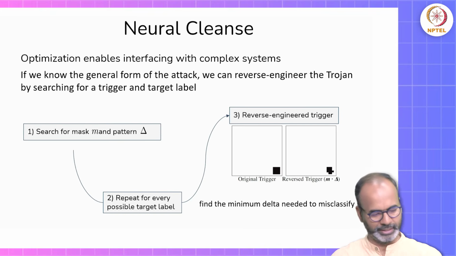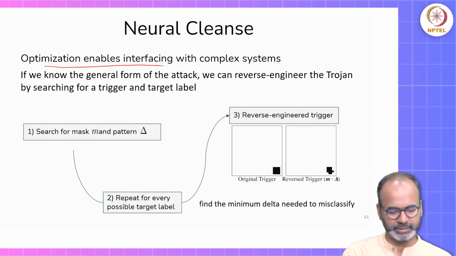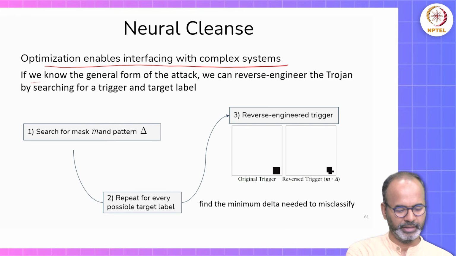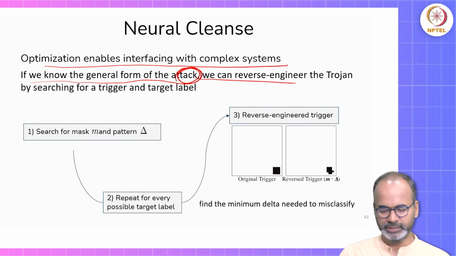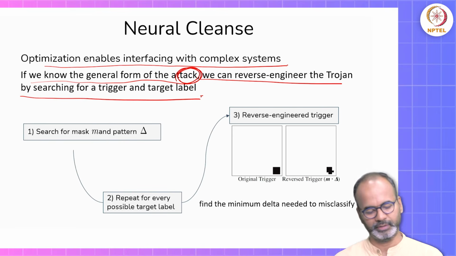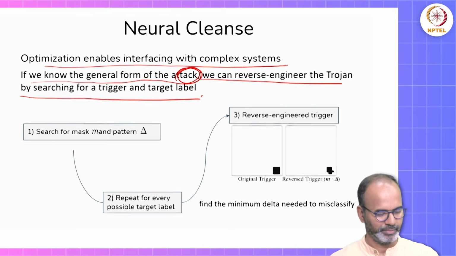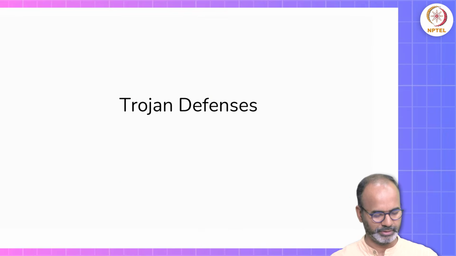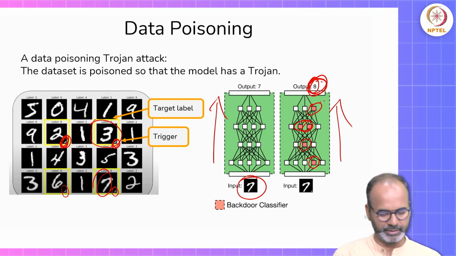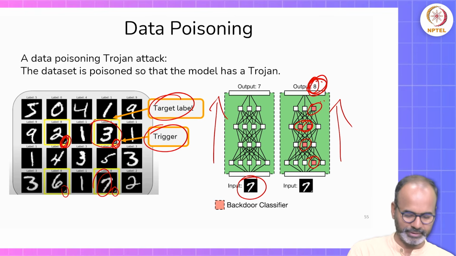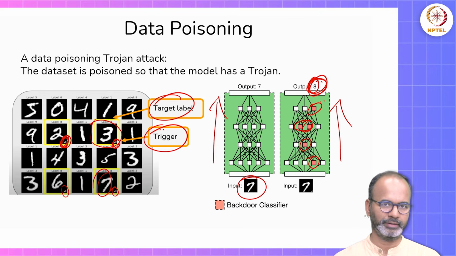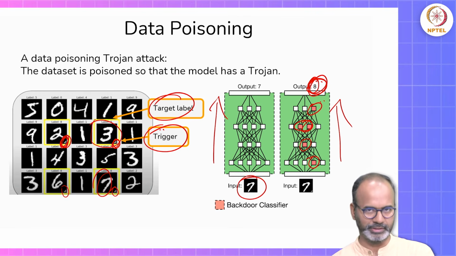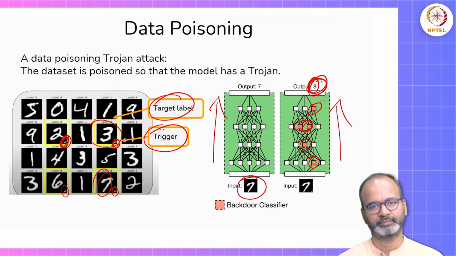Let's go back here. Yeah, so the idea here is called Neural Cleanse. Optimization enables interfacing with complex systems. If you know the general form of the attack, that's what I said, we can reverse engineer the Trojan by searching for a trigger and the target label. What is the trigger and what is the target label? Here in the slide we saw that, right? This is the target label, this is the trigger. Target label and the trigger, depending on what the trigger is and what the label is.